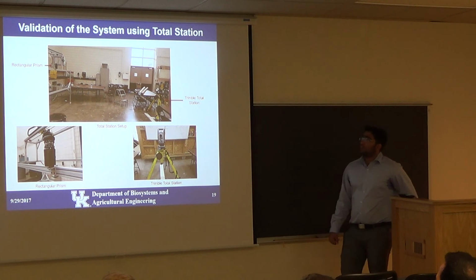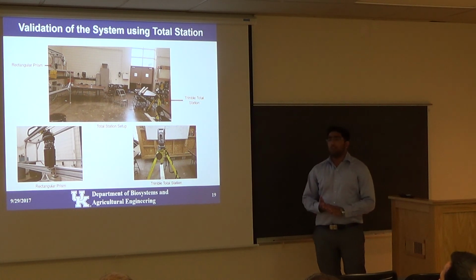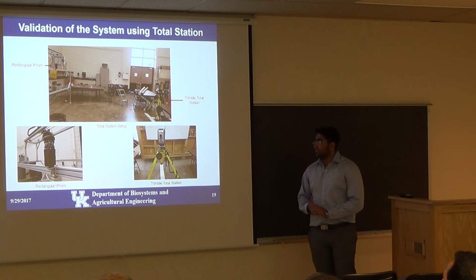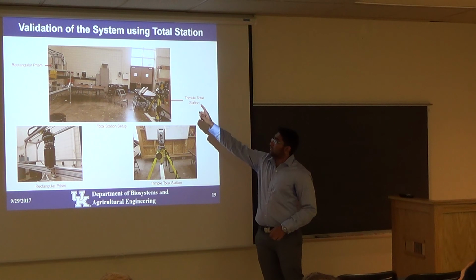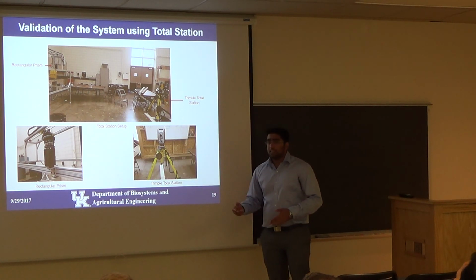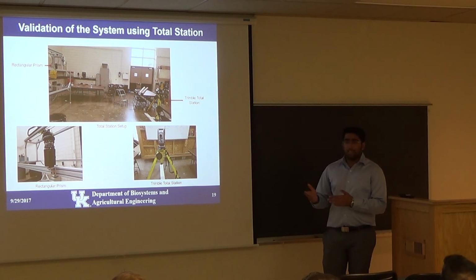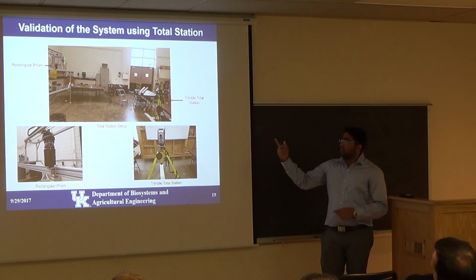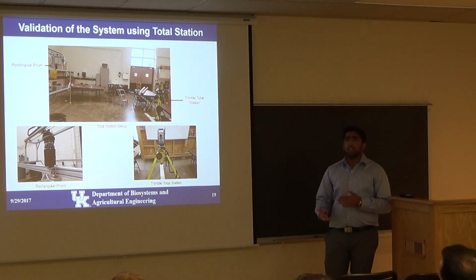So we not only want to build a system, we also want to validate the system. We validate the system using a robotic total station. This is the main picture where you can see the total station and the rectangular prism. It locks onto the rectangular prism, and whenever it moves, it tracks the prism. We fix the rectangular prism to the carriage assembly, and we check for the distance and velocity, so if it's moving accurately or if it's going the right distance.